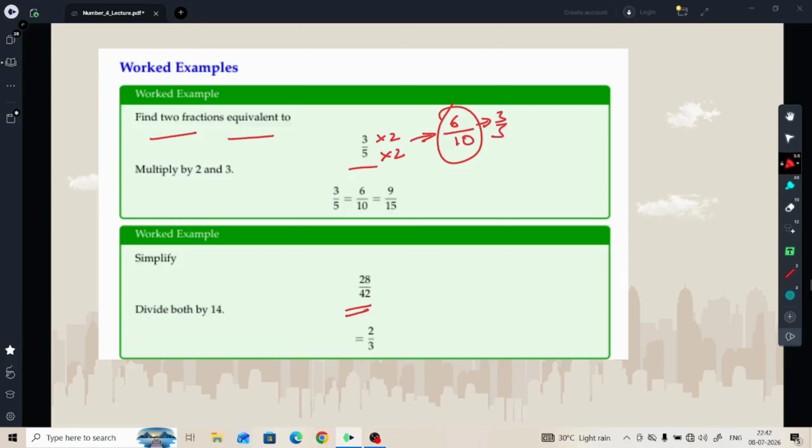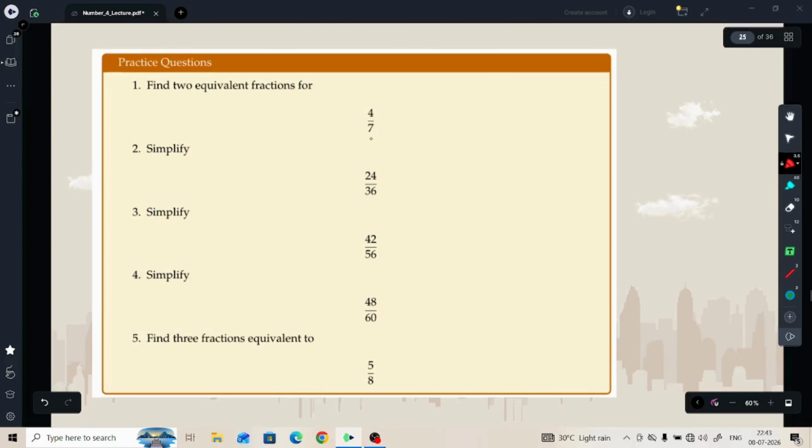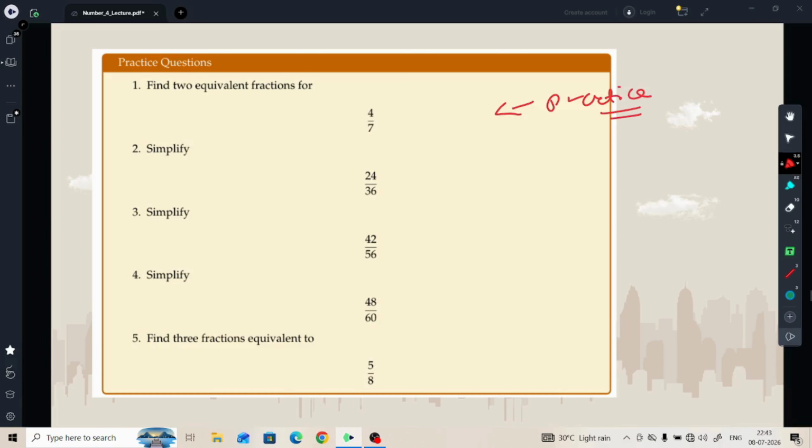28 by 42, you have to simplify it. So just cancel out the common factors. You can start with 2. If you divide by 2 in both numerator and denominator, you'll be getting 14 upon 21. And then if you divide by 7 on both the numerator and denominator, you'll be getting 2 upon 3. Like that you can go. Then this is for your practice. Please do it and post the answer in the comment section. I will definitely get back to it.